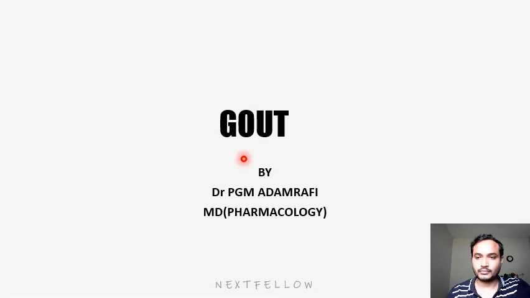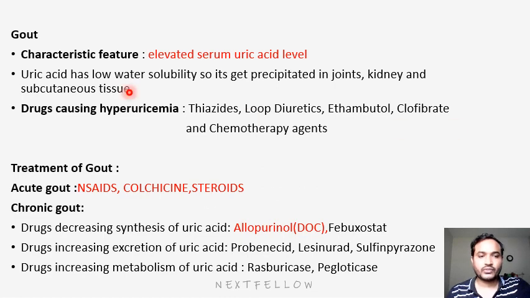Today we are going to discuss gout and its treatment. So first of all, what is gout? The main characteristic feature of gout is that it is mainly due to elevated serum uric acid levels. Due to elevated serum uric acid levels, it will cause gouty arthritis.